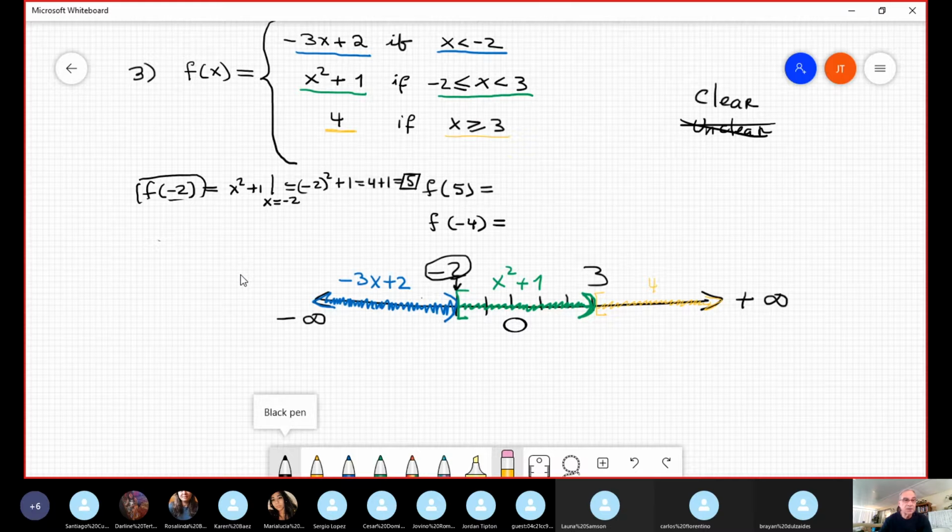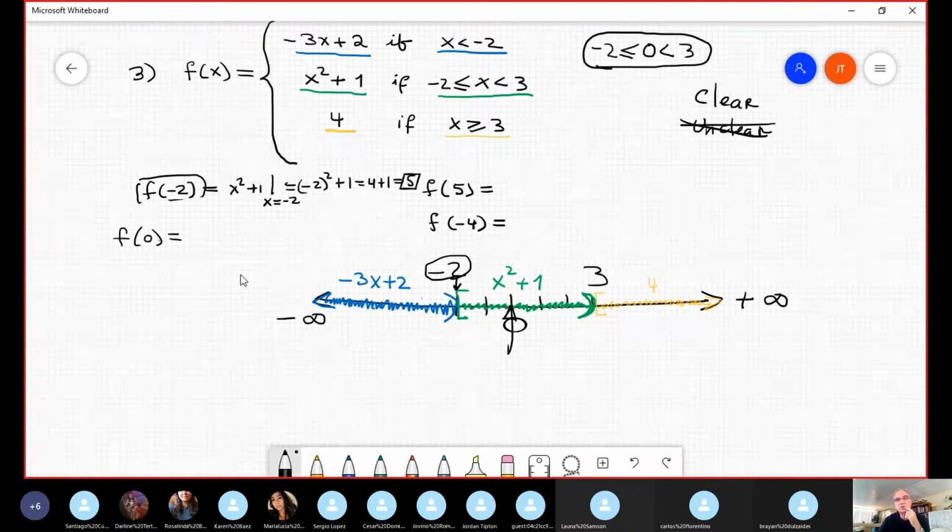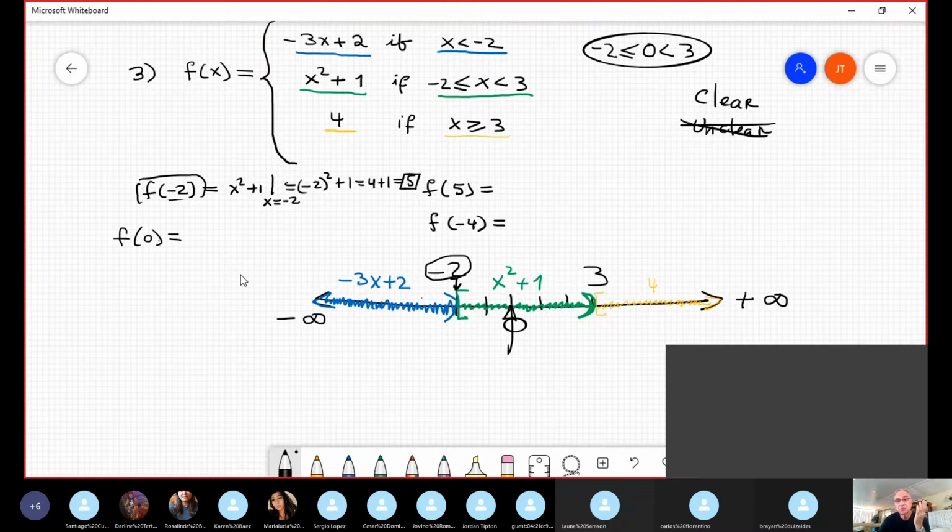Next guy is F evaluated in 0. 0 here. 0 again belongs to this interval. One more mathematical idea: you must replace x for 0. Look, 0 is in between negative 2 and 3. This statement is true or false? It's obvious it's true, right? It's true. Therefore, it's satisfied perfectly. And one more time, we select the green expression such that x now is 0. 0 squared plus 1 is 1.